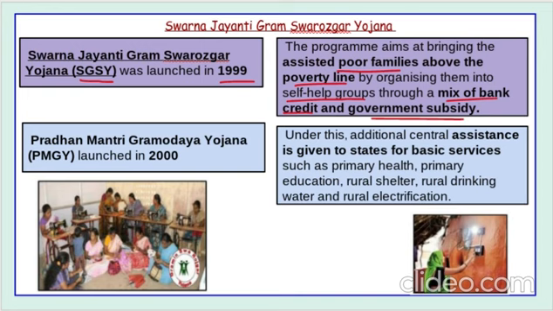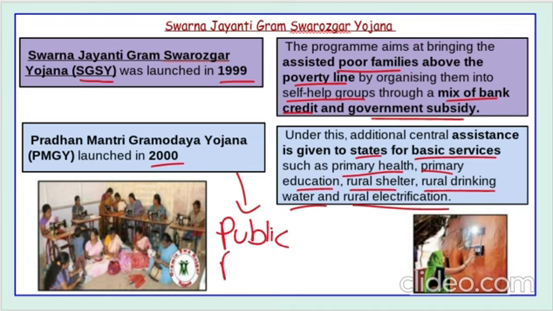Now, a similar scheme was the Pradhan Mantri Gramodaya Yojana (PMGY), which was launched in 2000. Under this, some additional assistance was given to the states for basic public facilities like primary health, primary education, rural shelter, rural drinking water, and rural electrification. Basically, under this Yojana, there was an assurance of public facilities, so that the basic public facilities should be provided to them as well.